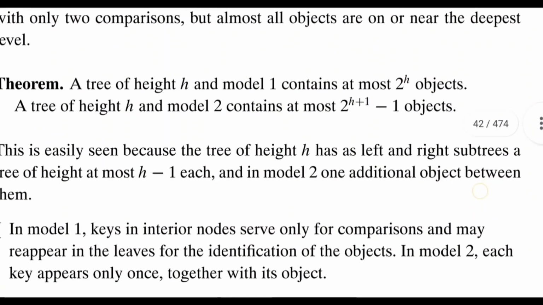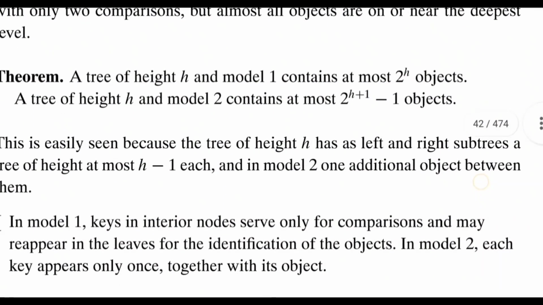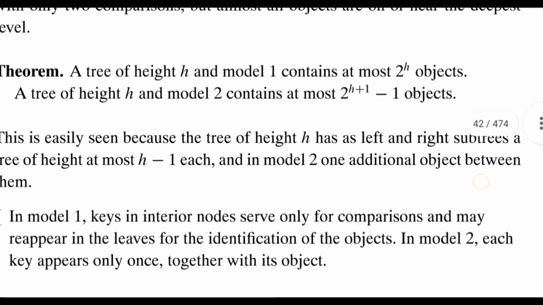They have also given the theorem. Let us see what the theorem says. A tree of height h in model 1 contains at most 2 raised to h objects. What is h? h is the height of the tree. And model 2 contains at most 2 raised to h plus 1 minus 1 objects. Sorry, I will correct myself: model 2 contains at most 2 raised to h plus 1 minus 1 objects. This is the theorem they have given.